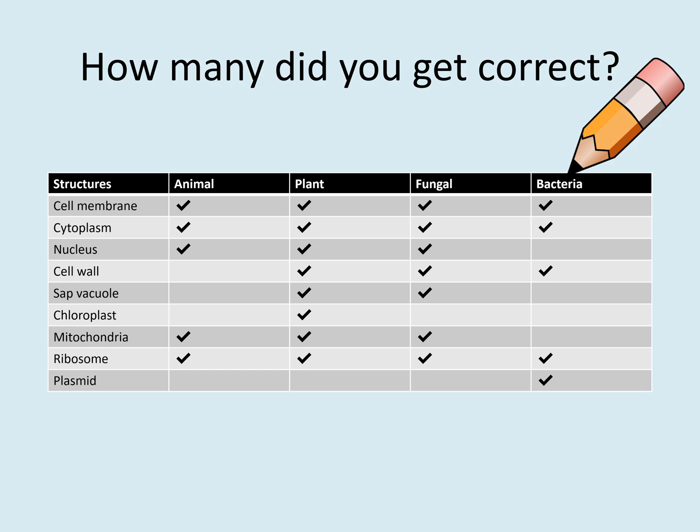All of the cells contain a cell membrane, all of the cells contain cytoplasm, all of the cells but bacteria contain a nucleus, all of the cells but animal contain a cell wall, only plant and fungi contain a sap vacuole, plants are the only one that contains chloroplasts, mitochondria is found in animal, plants and fungi, so only bacteria is missing it, and ribosomes are found in all cells, and plasmids are only found in the bacterial cell. One that is missing is the circular chromosome, and that would be found only in bacteria as well.